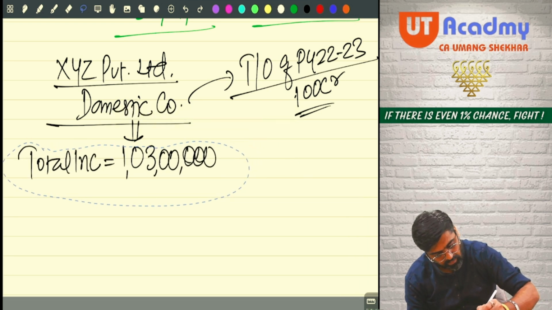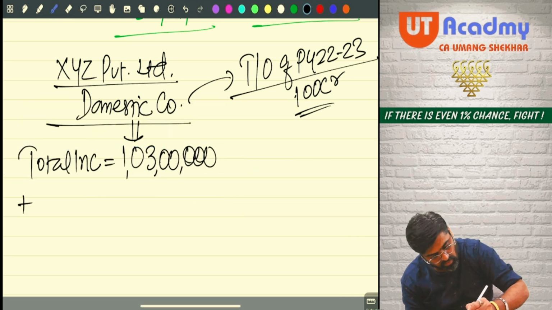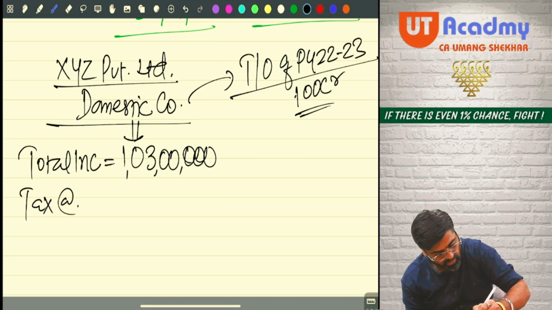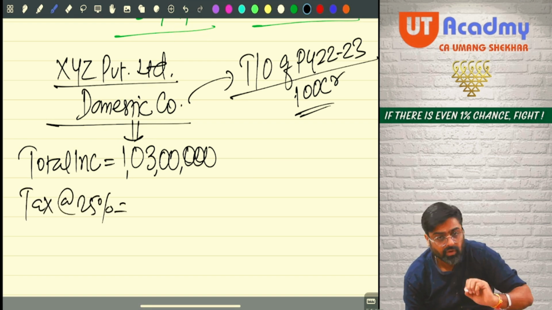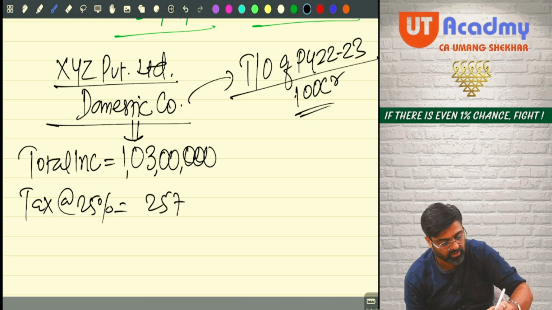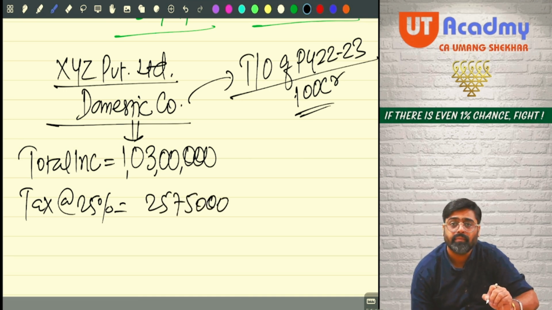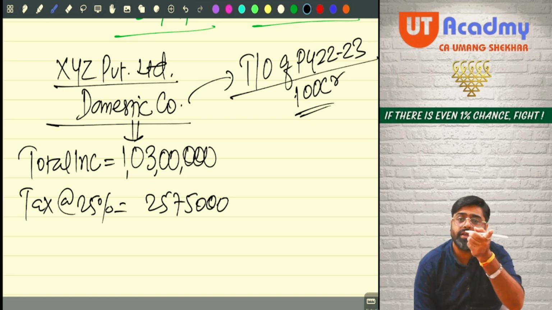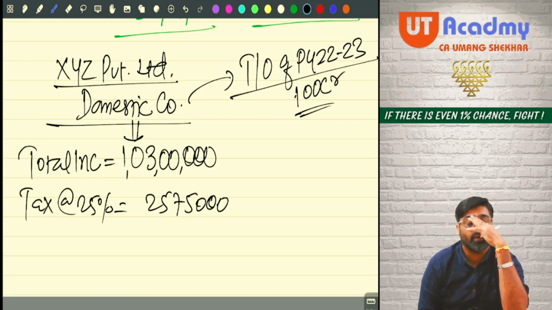On this, if you apply 25%, calculate tax at the rate of 25%. What will be the tax amount? 25,75,000. Everyone getting this? 25,75,000? Yes or no?